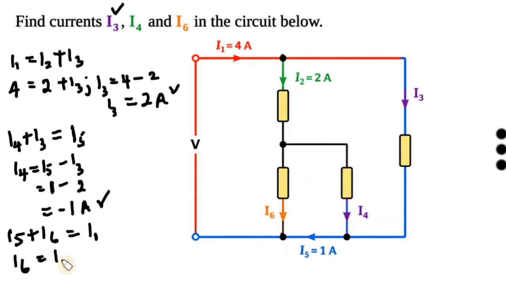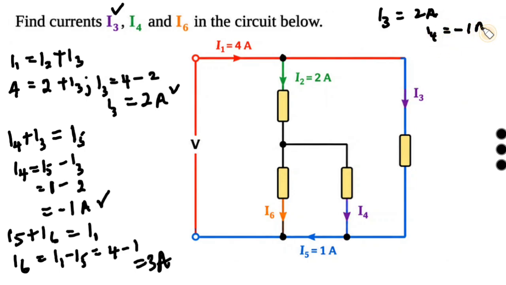I6 is I1 minus what? I5. And I1 is 4 and I5 is 1. So this is 3 ampere. So quickly see I3 is gotten to be 2 ampere, I4 is minus 1 ampere, and I6 equals 3 ampere.